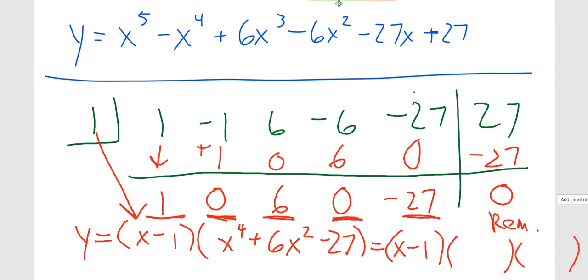Okay. That's a hidden quadratic. Break it up. Ooh, nice. X squared plus 9 and a minus 3. Right? Plus 9 and a minus 3. Because that's the only way I'd get positive 6x squared.